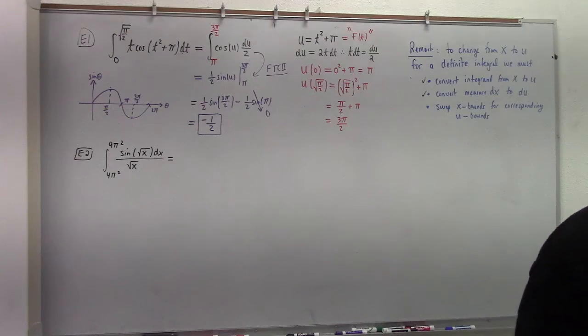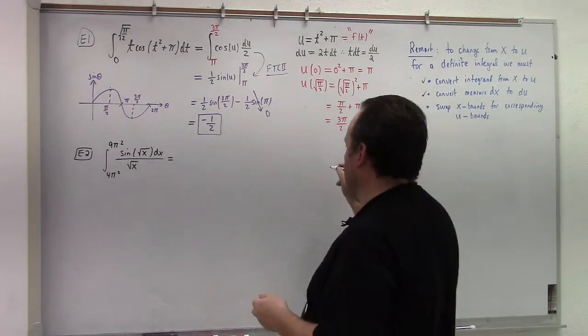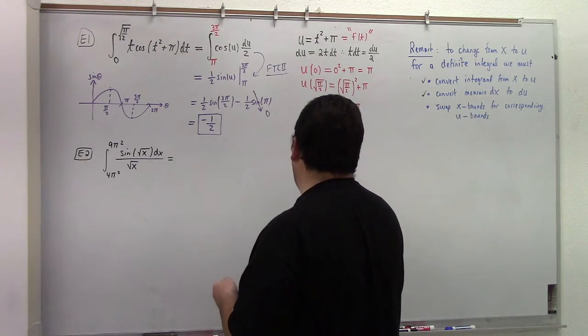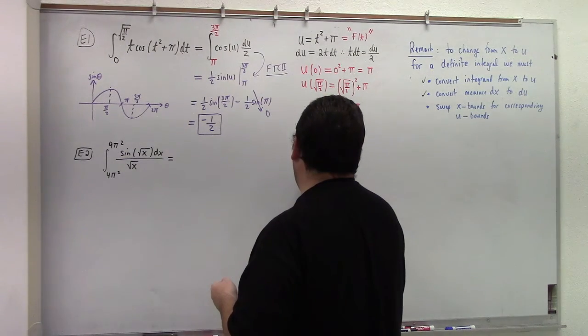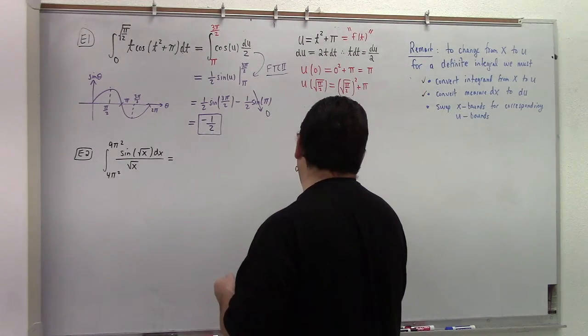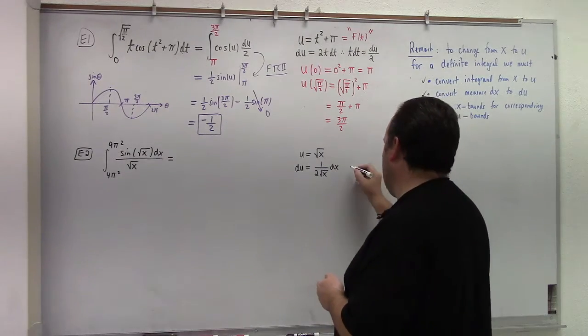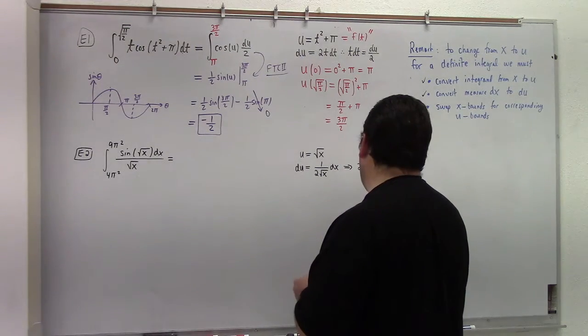Okay, so what should we make u? Let's make u equal to the square root of x, right? Then du will be equal to 1 over 2 square root of x dx, right? Or in other words, 2 du is equal to dx over the square root of x.